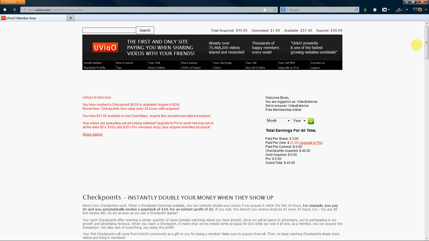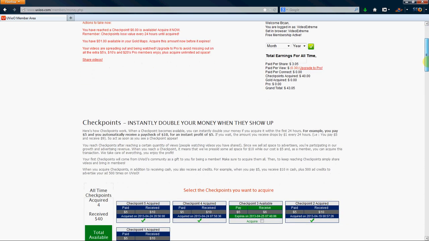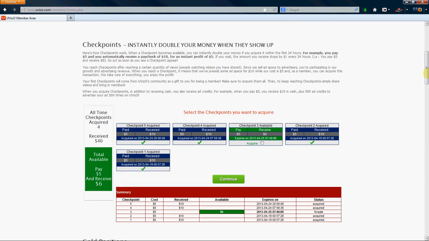Let's just go straight down, scroll down the page here and show you the different levels and how this thing works. Okay, first thing it does show you when you come in, and this red is just recapping what this 5730 is, and what you can do to acquire that, and that's coming down here. Okay, first thing is checkpoints.